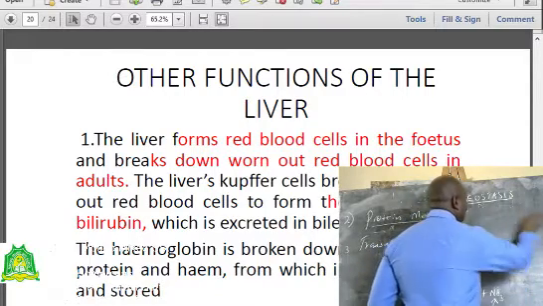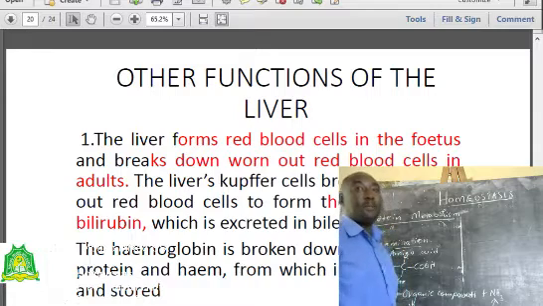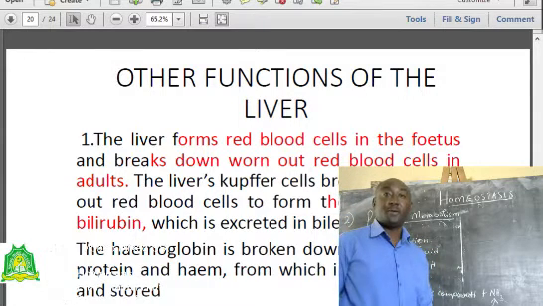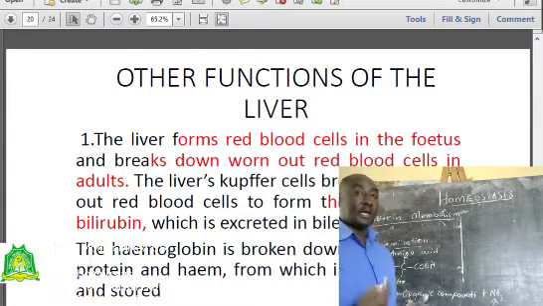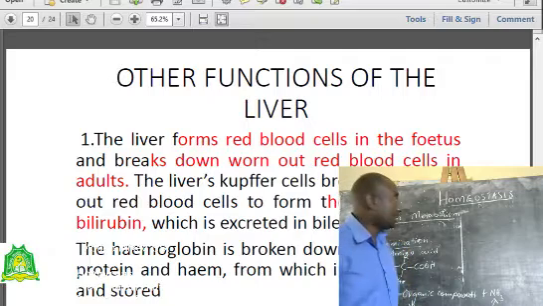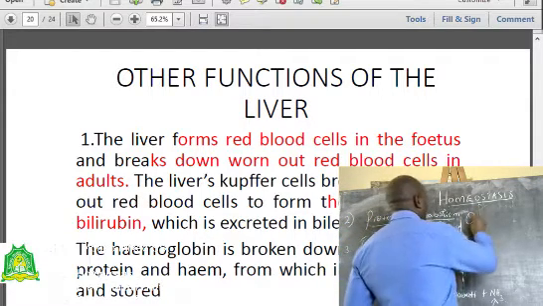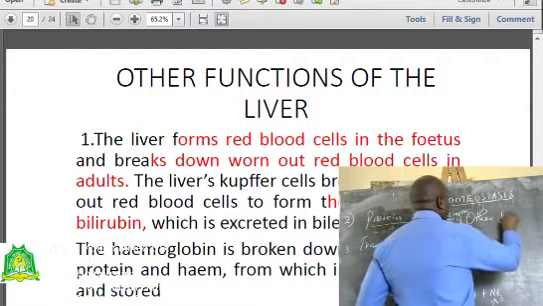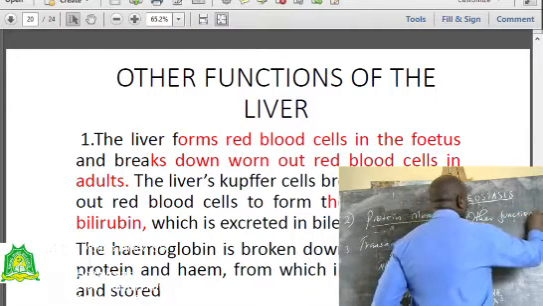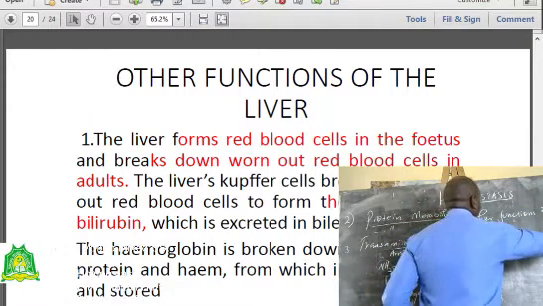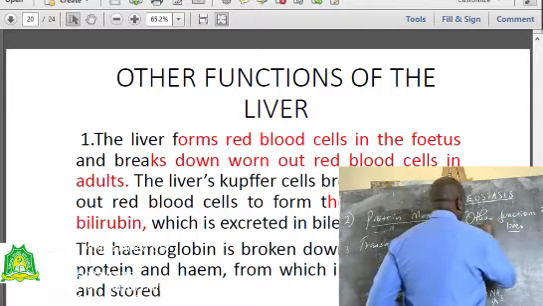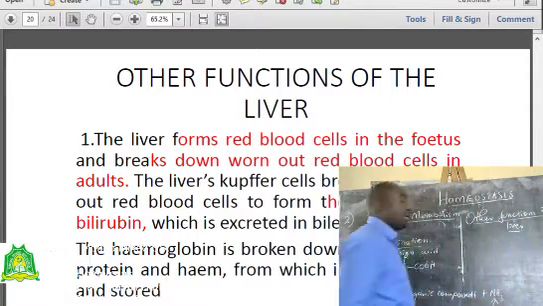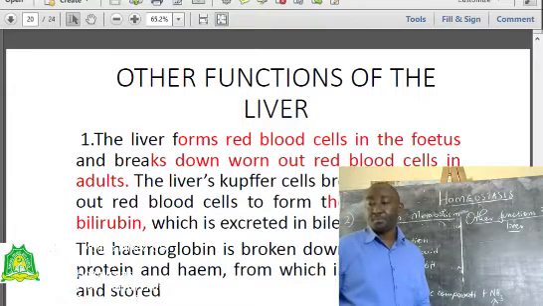To remind ourselves, dear learner, I said that the liver performs more than 1,000 functions. Only that for purpose of our studies, we study a few of them, and we just emphasize again a few for purpose of our studies. So we also have other functions of the liver. And what are these other functions of the liver?